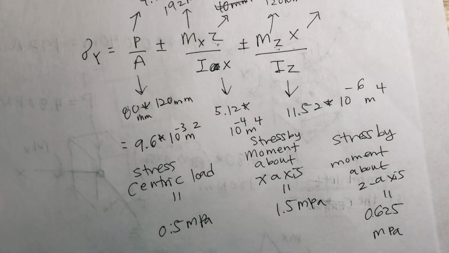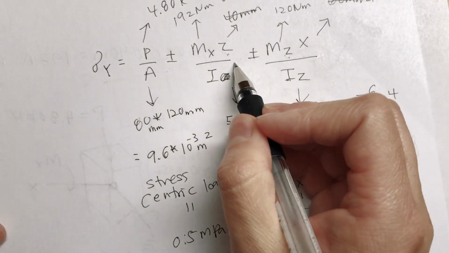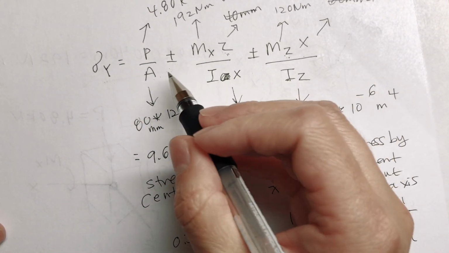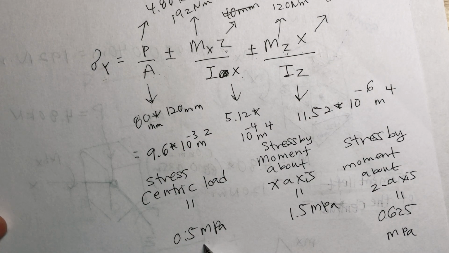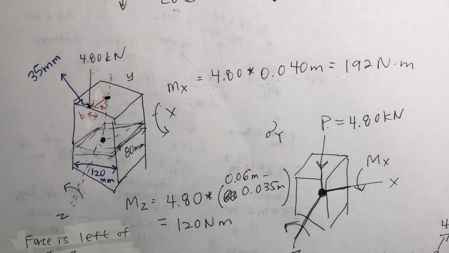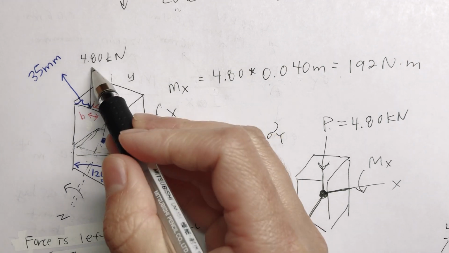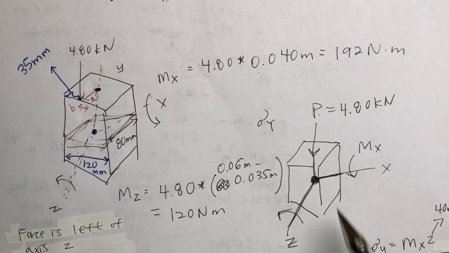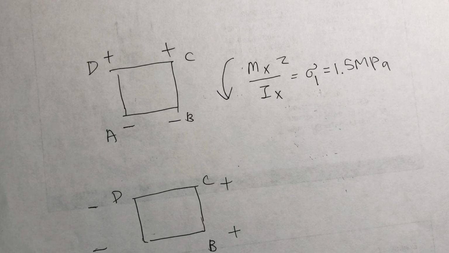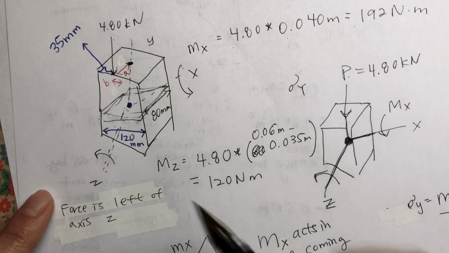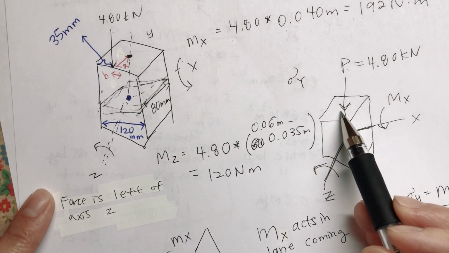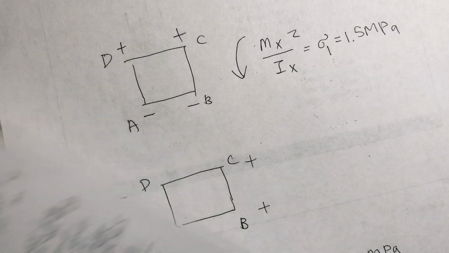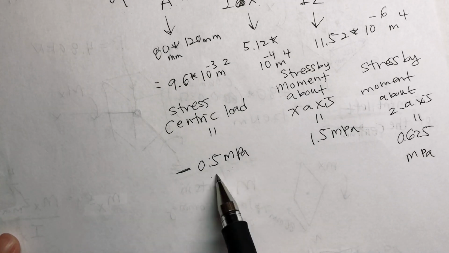But again, these are all plus or minus depending on where on the cross section you're looking. Only this one for sure is negative because see here, it's a compressive force. It's a compressive force, so it's negative for all of A, B, C, D, it's all compressive. So only this one doesn't change.